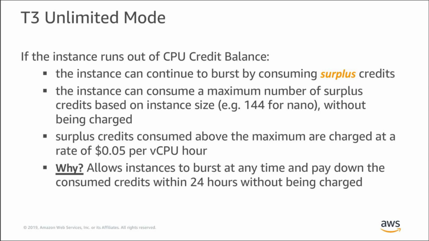It allows instances to burst at any time and pay down the consumed credits within 24 hours without being charged. So this essentially allows you to use 2 times the size of your burst bucket for a very, very intense period of time. And then if you know you're going to go back to idle, as you earn credits, you start paying back the surplus, and then you start building back your own bucket. This means you don't even have to pay for any additional credits used. So it's essentially an IOU that you can work down within that 24-hour rolling window without having to be charged. However, in the case that you are charged because you haven't earned as many credits as you've spent, that's when we get to that 5 cents per vCPU hour price point.